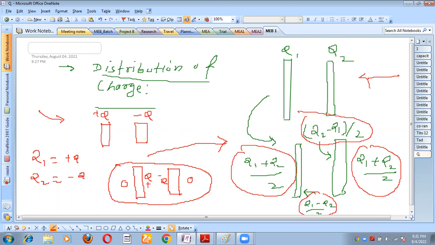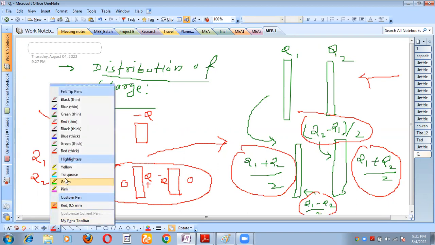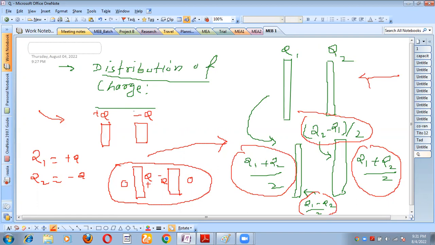So this we have already seen. When you put equal and opposite charges on two conductors placed close to each other, charge will redistribute itself and come to the inner surface. There will not be any charge on the outer surface. Understood this one? Yes, sir. So this is what happens in a capacitor. Any doubt?